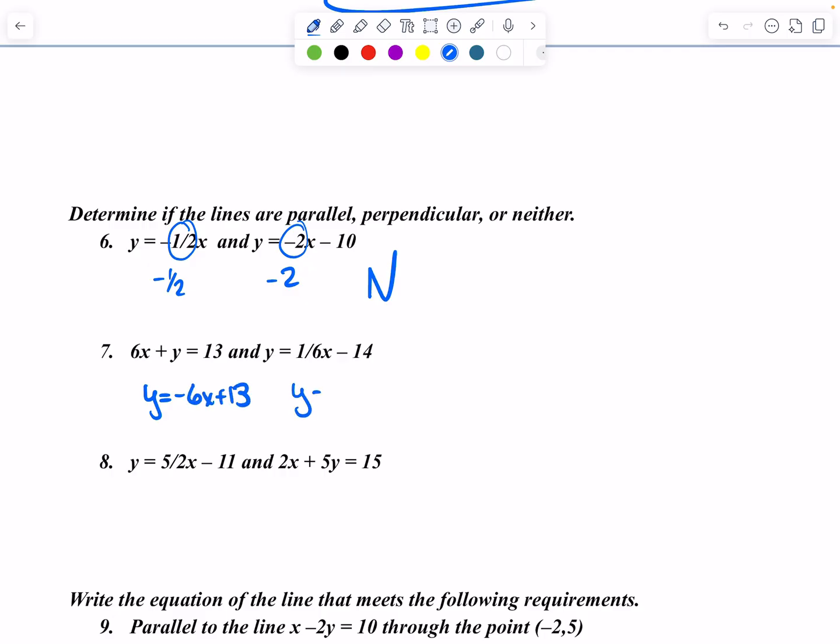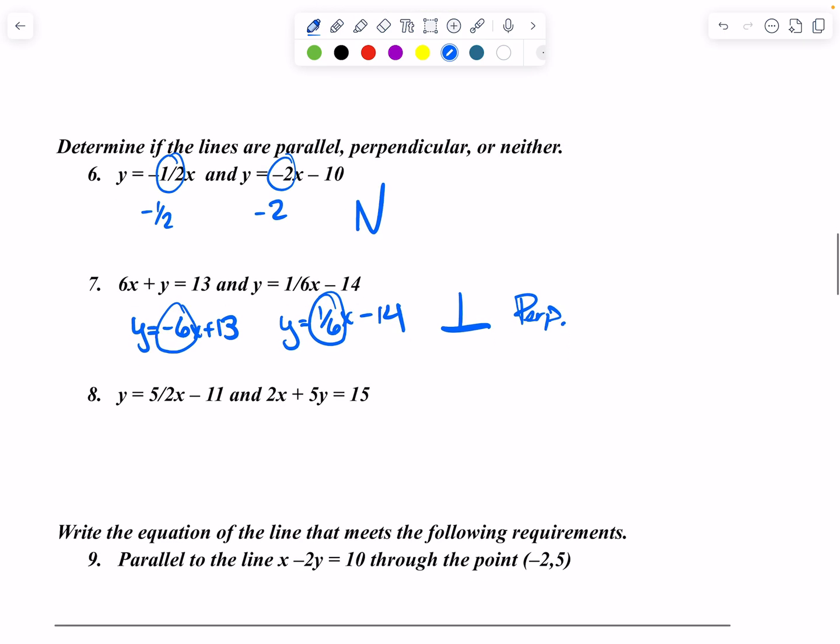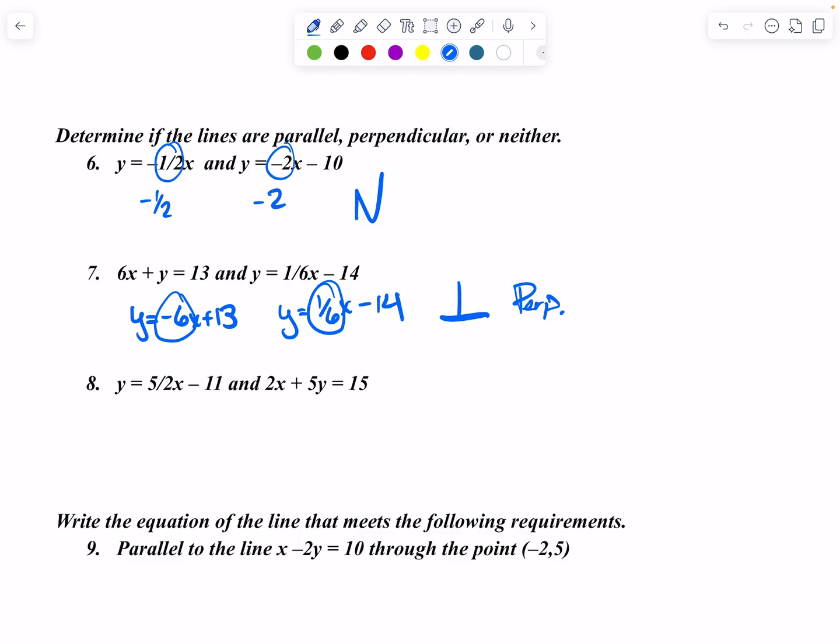And then I have y is equal to positive 1 over 6x minus 14. Again, all I care about is negative 6 and positive 1 over 6. Those are negative reciprocals of each other, so those are perpendicular. The upside down t means perpendicular. The first equation is in slope-intercept form. The second equation, I need to subtract my 2x to the other side, so I have 5y equals negative 2x plus 15. I divide by 5, so my slopes are negative 2 over 5 and 5 over 2.